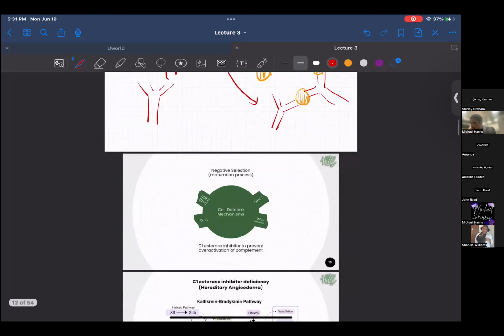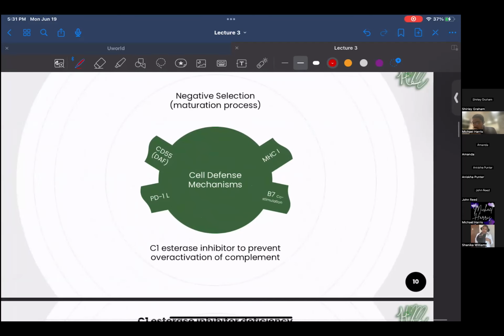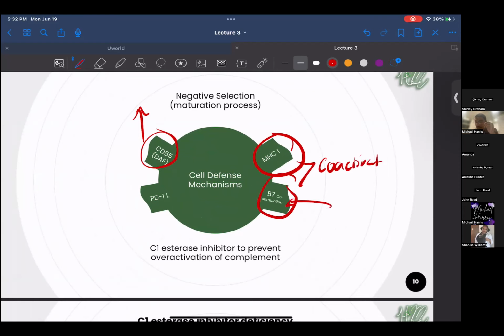So this is just breaking down again. This is the cell, and you've got various receptors on them to do their various things, right? The CD55 that knocks complement off. You got B7, MHC1 that deals with coactivation, right? B7 is also known as CD what?